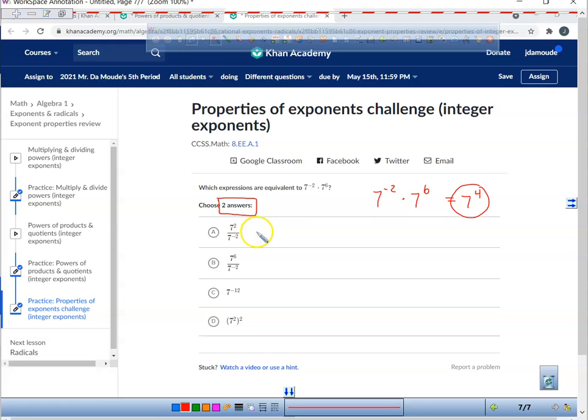All right, so here, if I choose answer choice A, if I do 2 minus a negative 2, because that's a quotient property, that becomes 7 to the power of 4. So that's one of my answers. Here's a power property. If I do a power to a power, that becomes 7 to the power of 4. So that's my other answer. Okay? And so B and C are not correct.